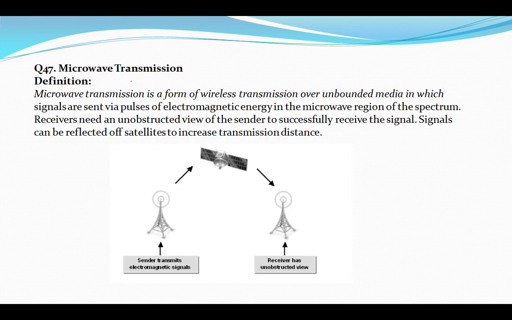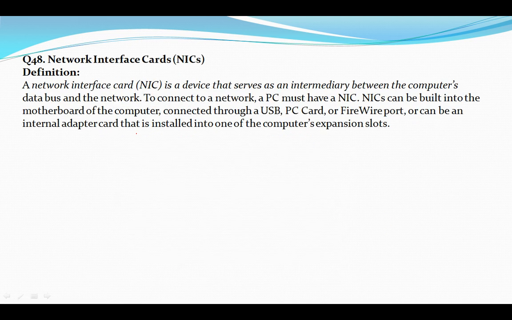Now, microwave transmission. What do you mean by microwave transmission? If you see here, you can understand what it means. The communication happens with the help of a satellite. For example, this is a sender, so the data will go to the satellite and come to this receiver from the satellite.